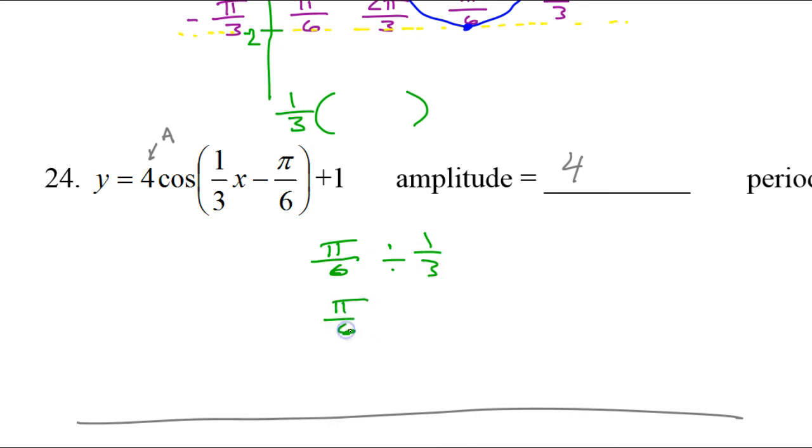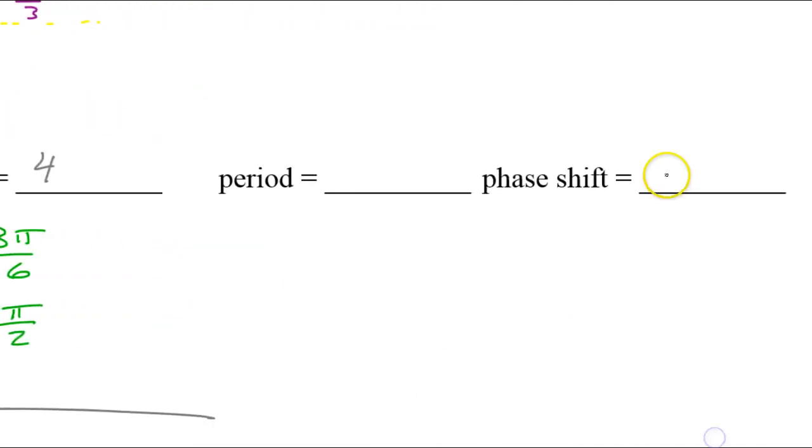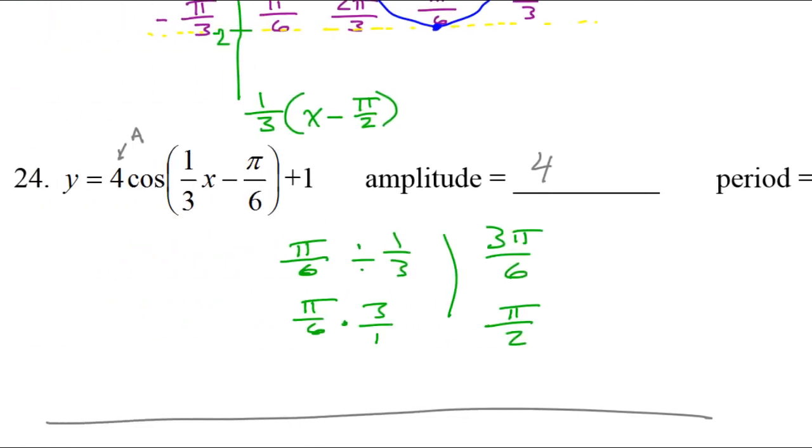So pi over 6 divided by 1/3. You multiply by the reciprocal, so it's pi over 6 times 3 over 1. That's going to be 3 pi over 6. That's going to be pi over 2. That's why on the inside of the parentheses I'm going to put x minus pi over 2. So notice that pi over 6 is not the phase shift, it's pi over 2 to the right. It's the opposite of that. So might as well write that down. The phase shift is positive pi over 2 to the right.